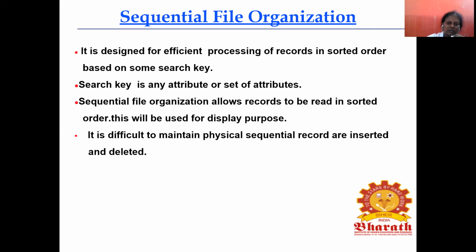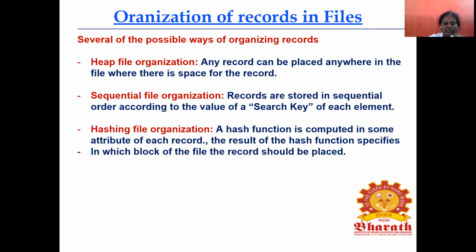So what are the possible ways of organizing records? Sequential file organization, heap file organization, and hashing file organization. In sequential file organization, it is the easiest to store and access the data. Since it is in sequential order, we can easily access the data, but it will be very slow. Why is it slow? Because it is sequentially ordered. If you want to search, it will be searched one by one.